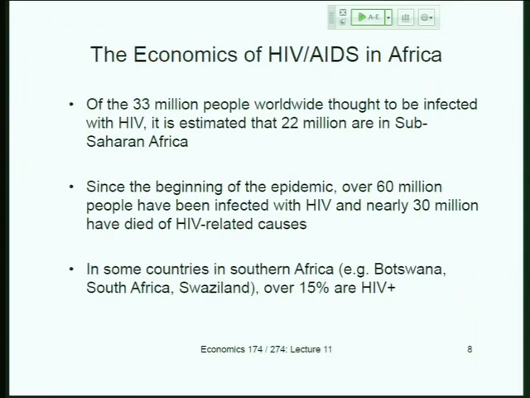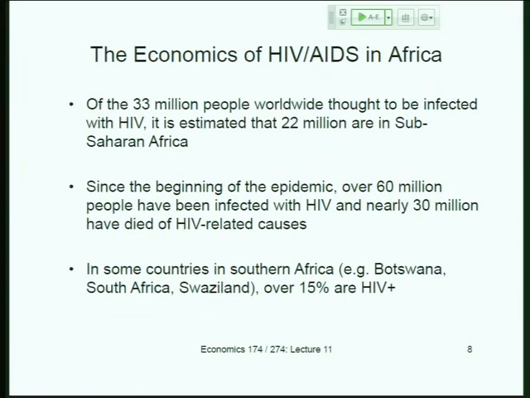Overall, since the start of the epidemic, and this was as of say 2010, over 60 million people have been infected. I mean, these are just massive numbers, and about 30 million have died of HIV-related causes. So this is already an epidemic that's literally killed tens of millions. It's something of absolutely massive scale. And as we saw before, there's still millions of people a year being infected. So the spread of the virus has not stopped.